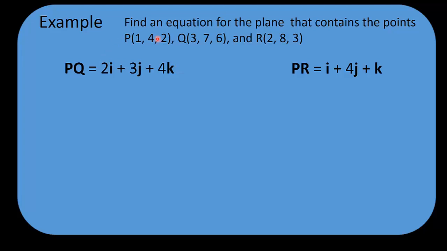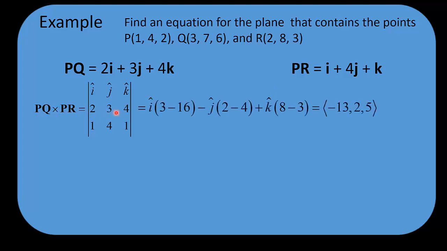And then I can get a vector PR. P, and there's R. 2 minus 1 is 1, 8 minus 4 is 4, and 3 minus 2 is 1. So I've got 2 vectors now. You might say, what good does that do? Well, these 2 vectors are parallel to this plane, so I can find a vector perpendicular to both, an orthogonal vector, and remember, the way we do that is with a cross product. So I set up the cross product PQ cross PR and we get the vector negative 13, 2, and 5.